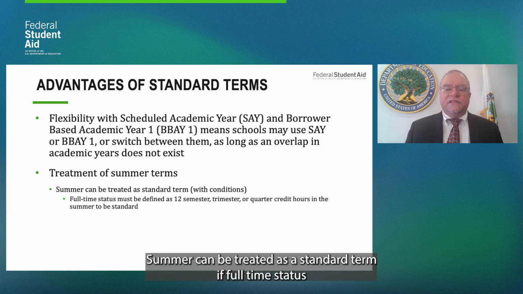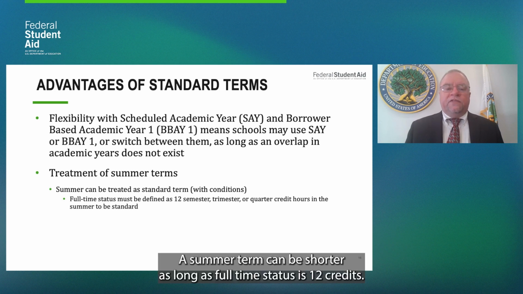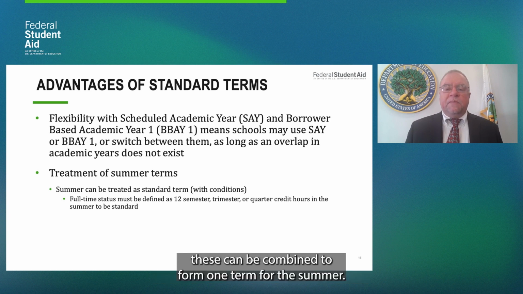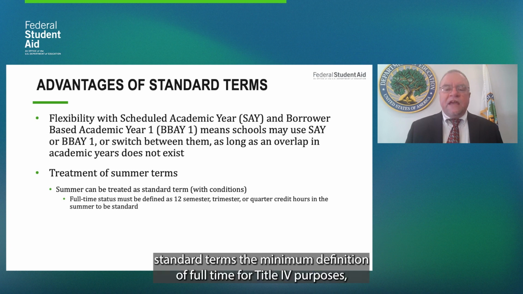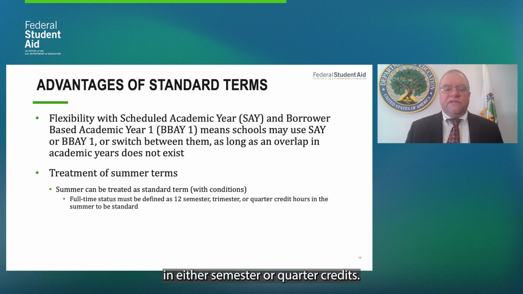Summer can be treated as a standard term if full-time status is defined as 12 semester or quarter hours. A summer term can be shorter as long as full-time status is 12 credits. If your summer has short mini sessions, these can be combined to form one term for the summer. This means for standard terms, the minimum definition of full-time for Title IV purposes in each and every term must always be 12 credits in either semester or quarter credits.